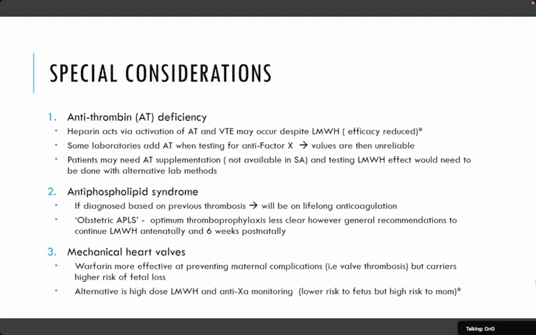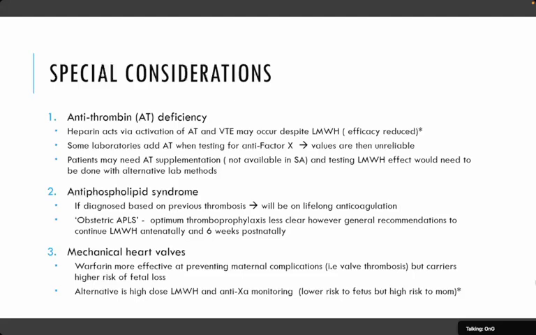And then testing their effect, or the effect of low molecular weight heparin, would then need to be done with alternative laboratory methods. With antiphospholipid syndrome, if a patient is diagnosed based on a previous thrombosis and the laboratory confirmation, they will be on lifelong anticoagulation when they begin their pregnancy. But in those patients who are diagnosed based on poor obstetric outcomes, the optimum thromboprophylaxis is less clear. However, the general recommendation is to continue low molecular weight heparin antenatally and 6 weeks postnatally.